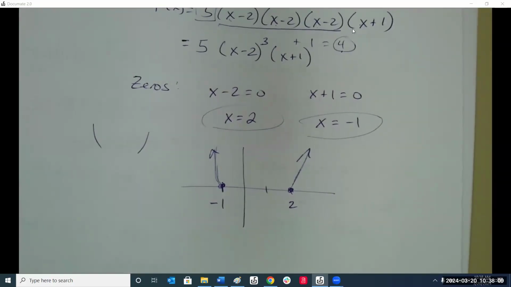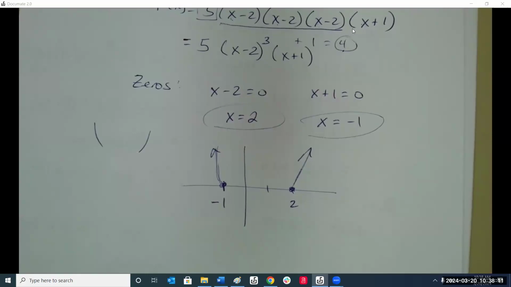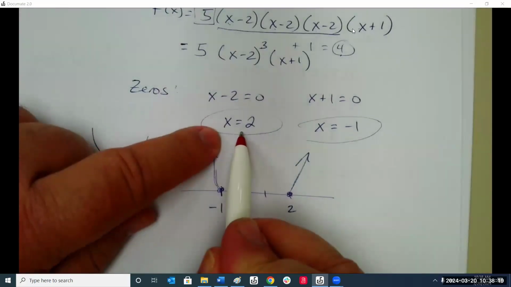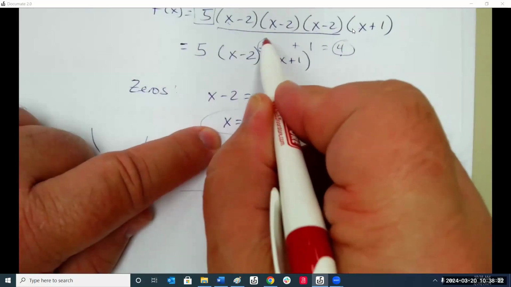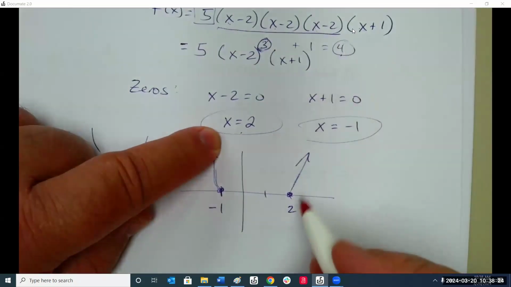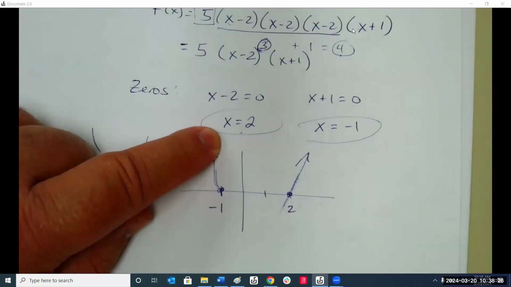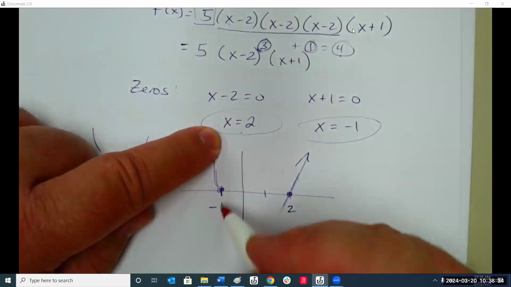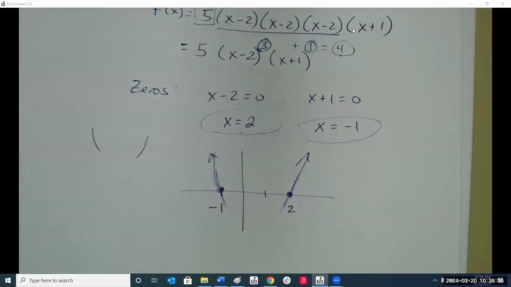Will the graph bounce or cross at these intercepts? At 2, since the multiplicity is odd, it crosses. At negative 1, the multiplicity is odd, so it crosses. If it's even, it bounces.